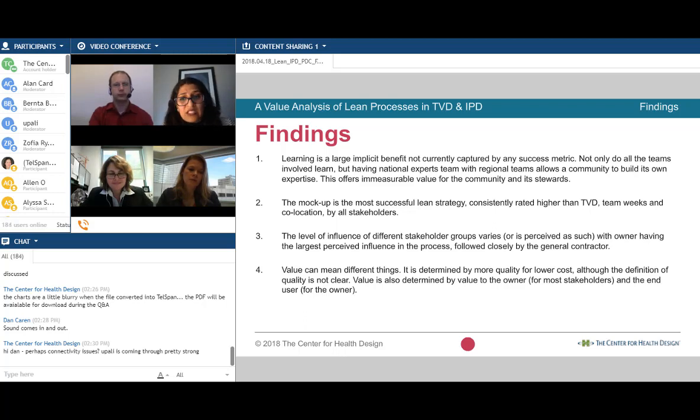Mock-up as the most successful lean strategy. Level of influence of different stakeholders is varied, at least in terms of its perception, so there's an opportunity for us to improve. And then value can mean different things. It's determined more by more quality for lower cost. But the definition of quality is something that's not clear. It's something as an industry we need to work on. And again, evidence-based design really helps us in that.